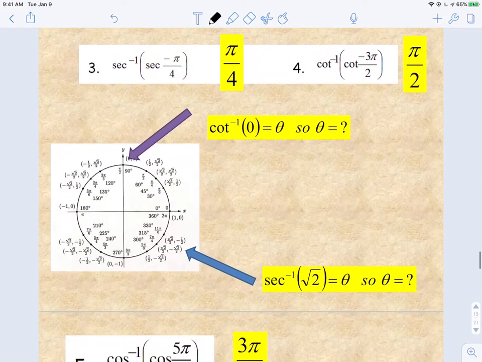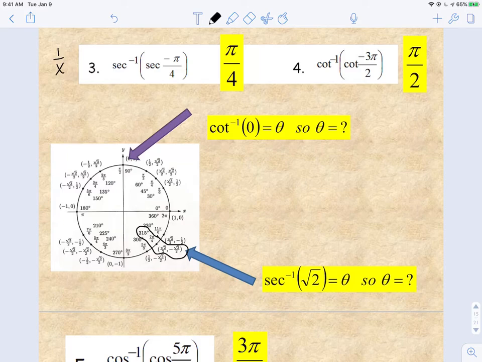Let's do a couple more. We have inverse secant of secant at negative pi over 4. So remember, secant is the flip of cosine. So imagine on the unit circle, secant is going to be 1 over x because cosine is just x over 1. So we want to first find the secant of negative pi over 4, and negative pi over 4 is right here where they have a blue arrow pointing.